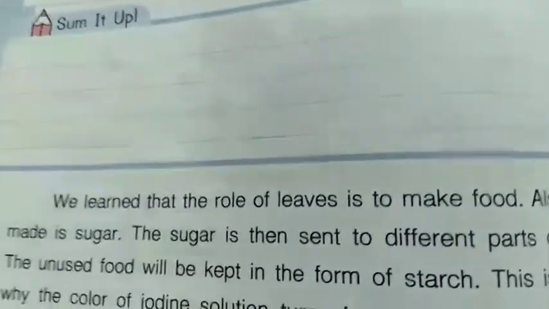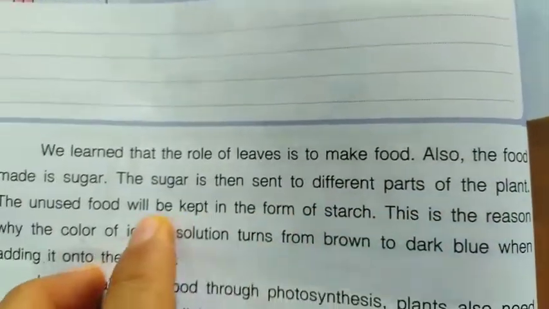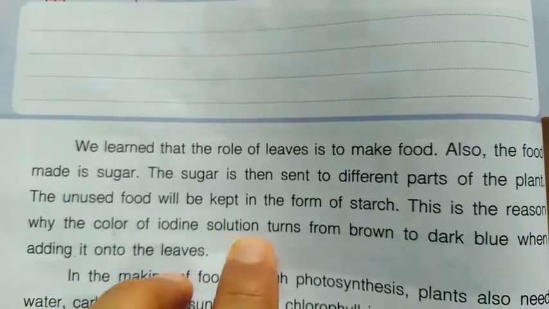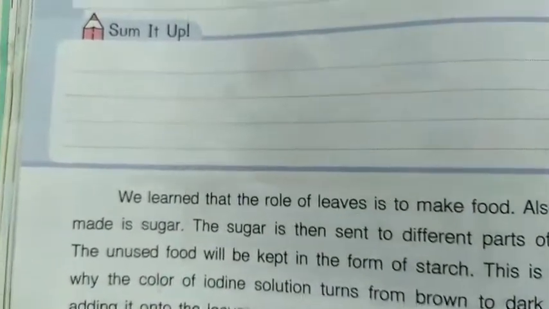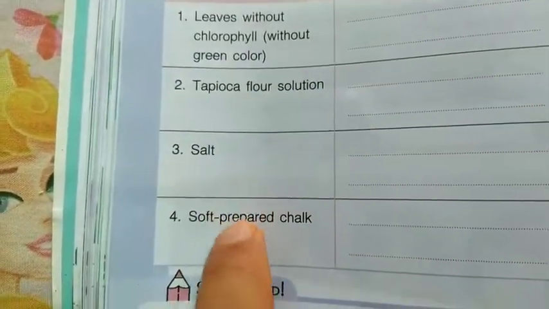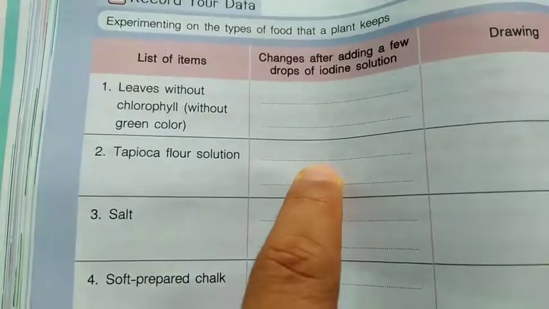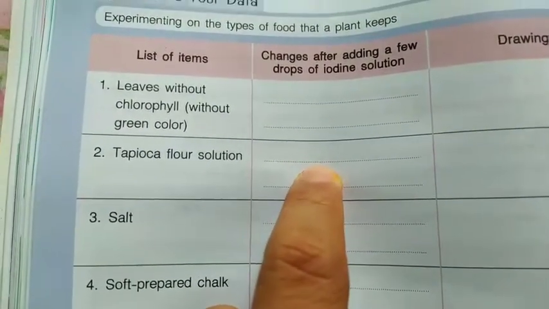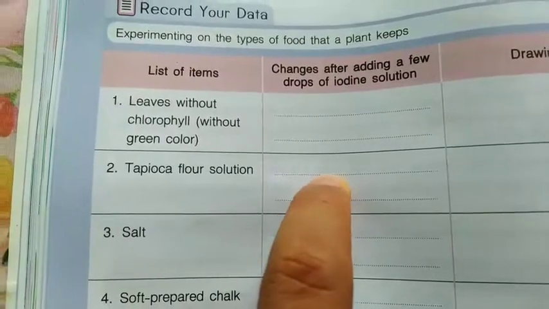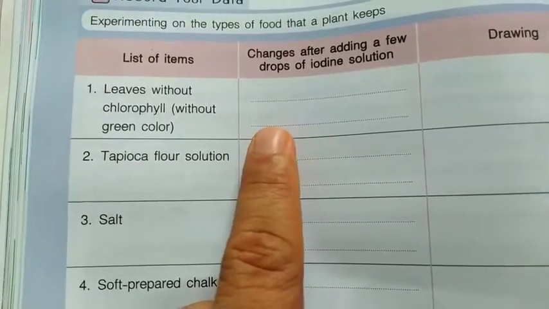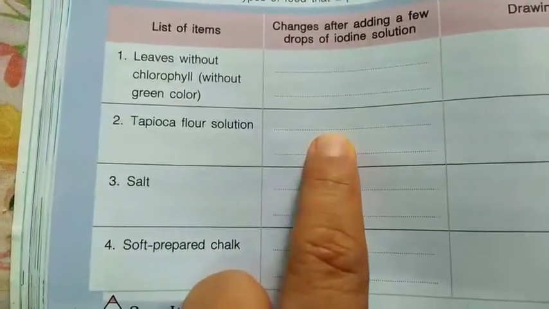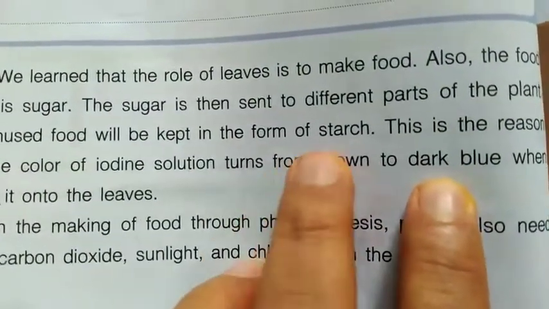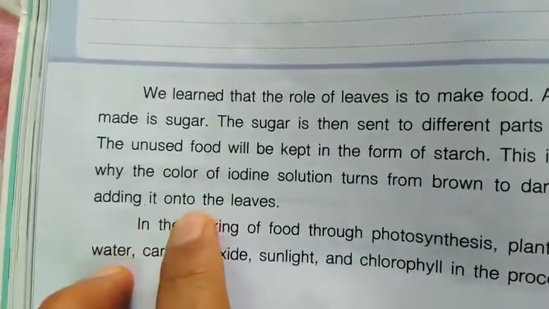Okay? This is the reason why the color of the iodine solution turns from brown to dark blue when adding it onto the leaves. In other words, if you add it to the leaves, it will turn dark blue. Leaves without chlorophyll, without green color, may not turn dark blue, but leaves with chlorophyll will turn dark blue.